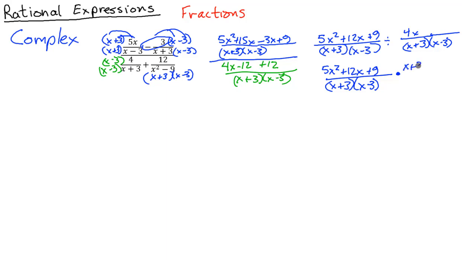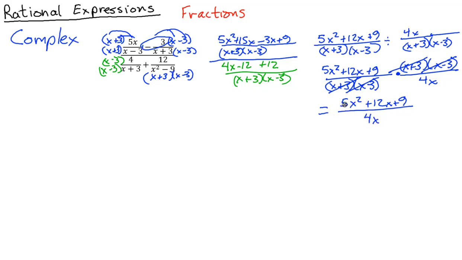So the x plus 3, x minus 3 is on the top all over the 4x. That will cancel with that, and that guy will cancel with that. And we're left with 5x squared plus 12x plus 9 all over 4x. Now, can the top cancel?